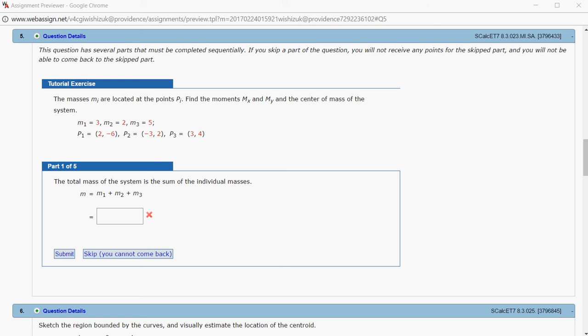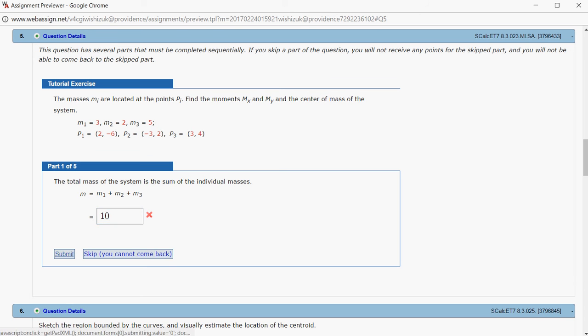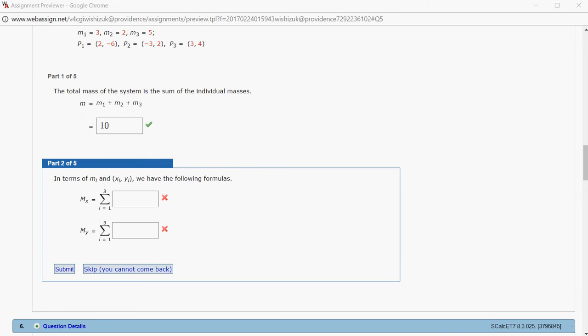Alright, let's look at homework 8.3, problem number 5. This is the first part. We say total mass of the system, so this is pretty simple. 3 plus 2 plus 5, so that's 10. Alright, so let's submit. Alright, I came back and looks like we got the first part correctly.